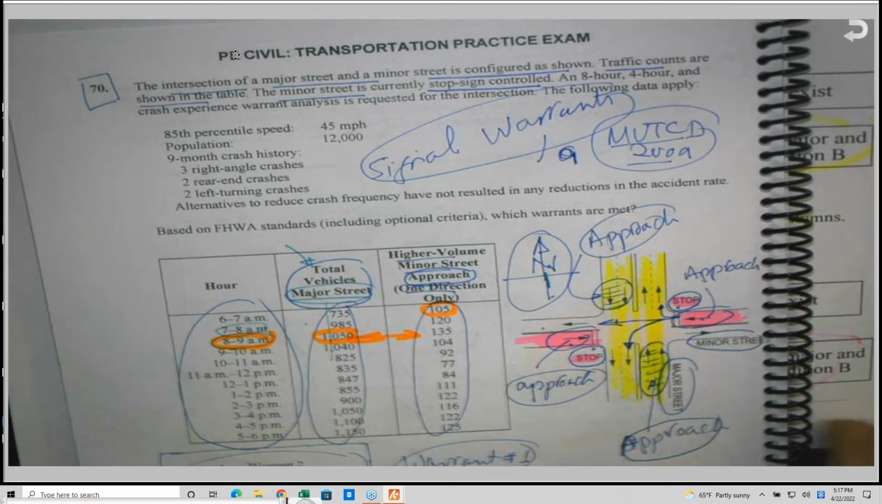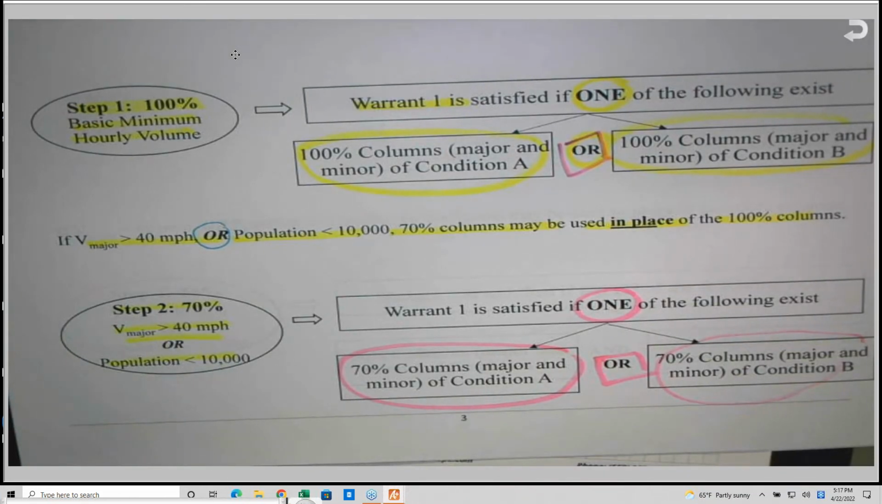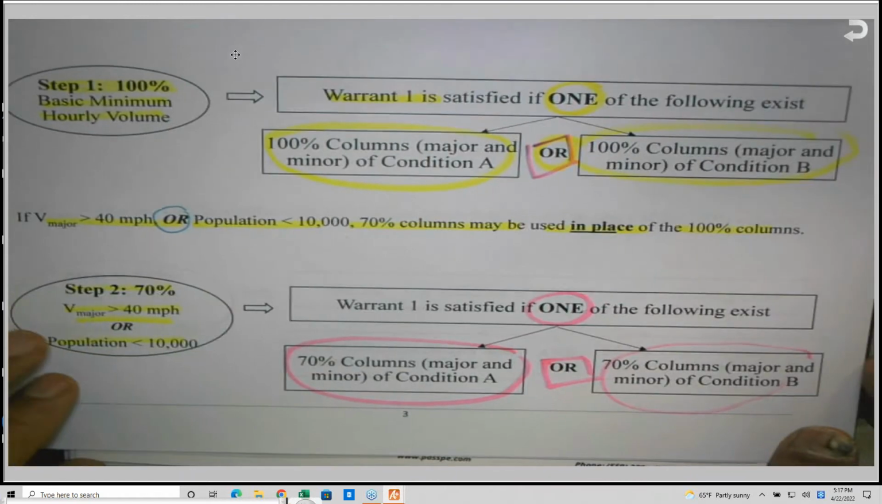Okay, so the 100% and the 70%, either condition A or condition B. You don't have to have both.